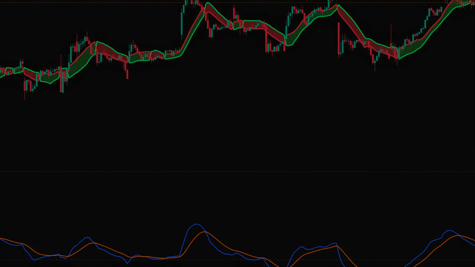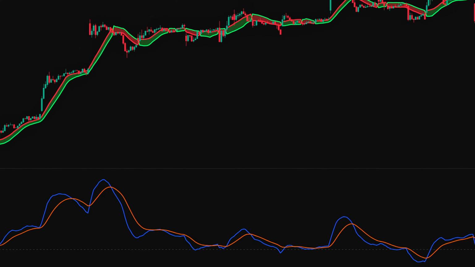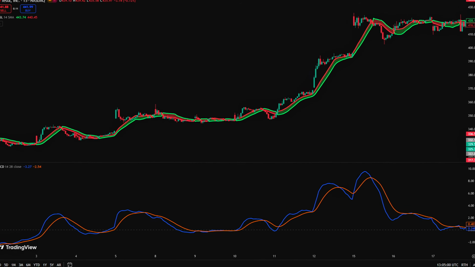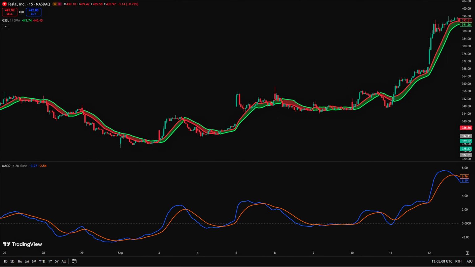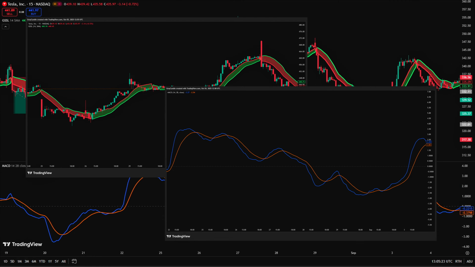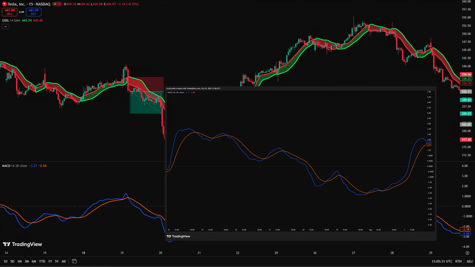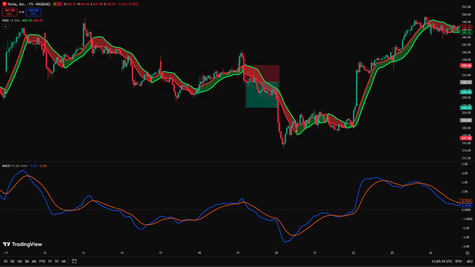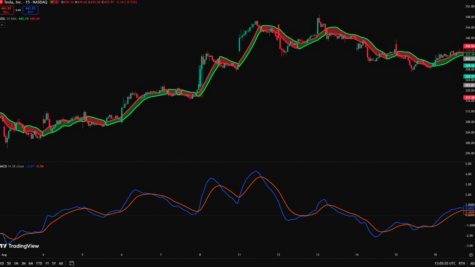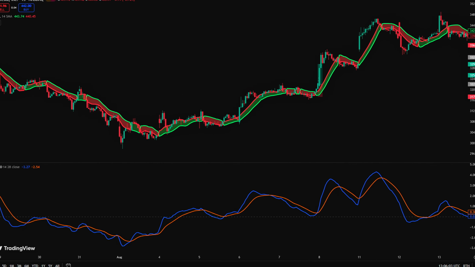Most traders waste time juggling dozens of indicators without a clear system, and that usually ends in frustration. But today, I'm going to share a simple yet powerful strategy that combines two underrated indicators, Generalized SSL and MACD. Used together, they deliver highly accurate trade entries and exits that you can apply across forex, crypto, indices, and stocks.